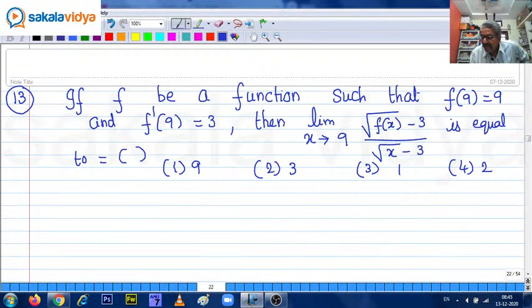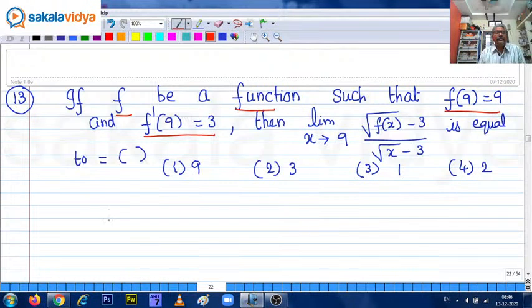Right. So let us directly proceed to this problem now. f be a function such that f of 9 is equal to 9, f dash 9 equal to 3. So there is a function satisfying the conditions f of 9 is equal to 9 and f dash 9 is equal to 3, and we are asked to evaluate limit x tends to 9 of root over f of x minus 3 upon root x minus 3.